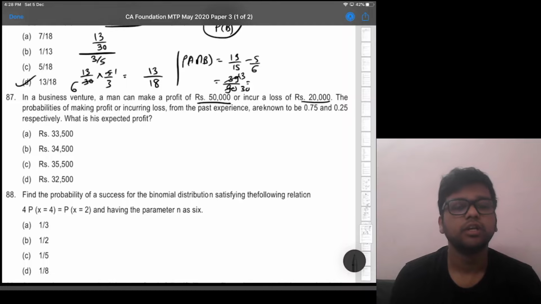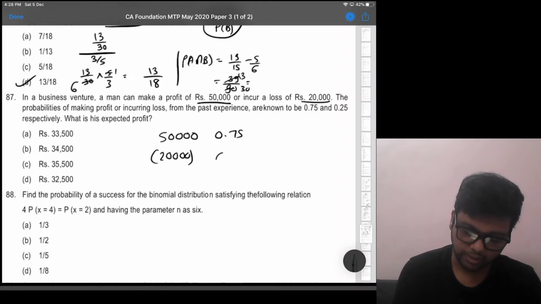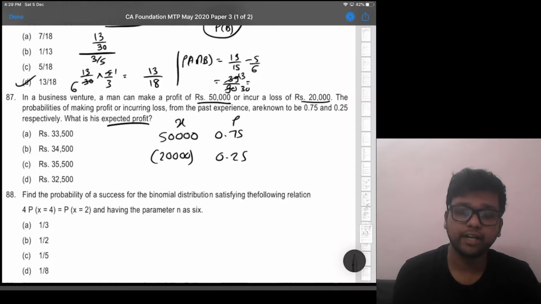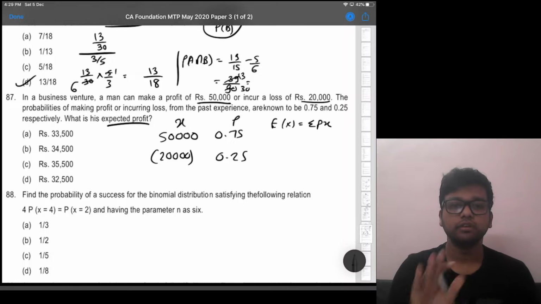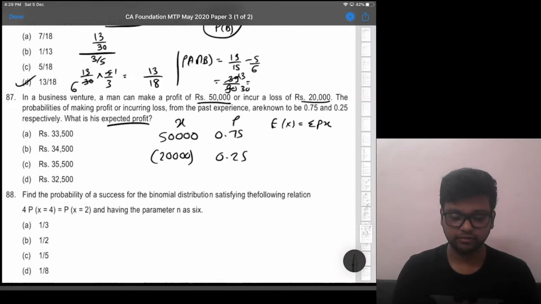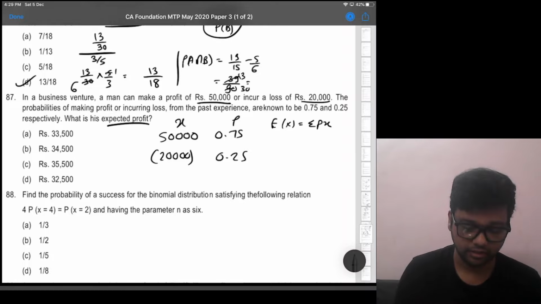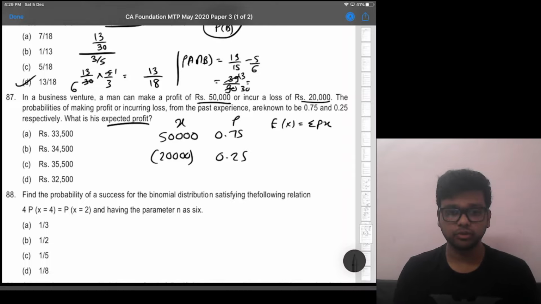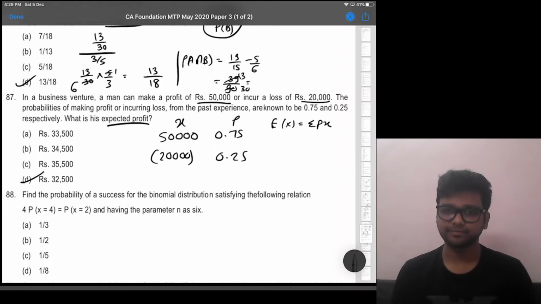In a business venture, a man can make a profit of 50,000 or incur a loss of 20,000. Probability of making profit, 50,000 profit, probability is 0.75. 20,000 loss, probability is 0.25. What is expected profit? This is x, this is probability, right? We know that expected value of x is summation px. So 50,000 into 0.75 plus negative 20,000, okay, 20,000 and then minus sign into 0.25. Why? Because loss means negative profit, right? That also plus. If you press equals, you should get 32,500, option D.